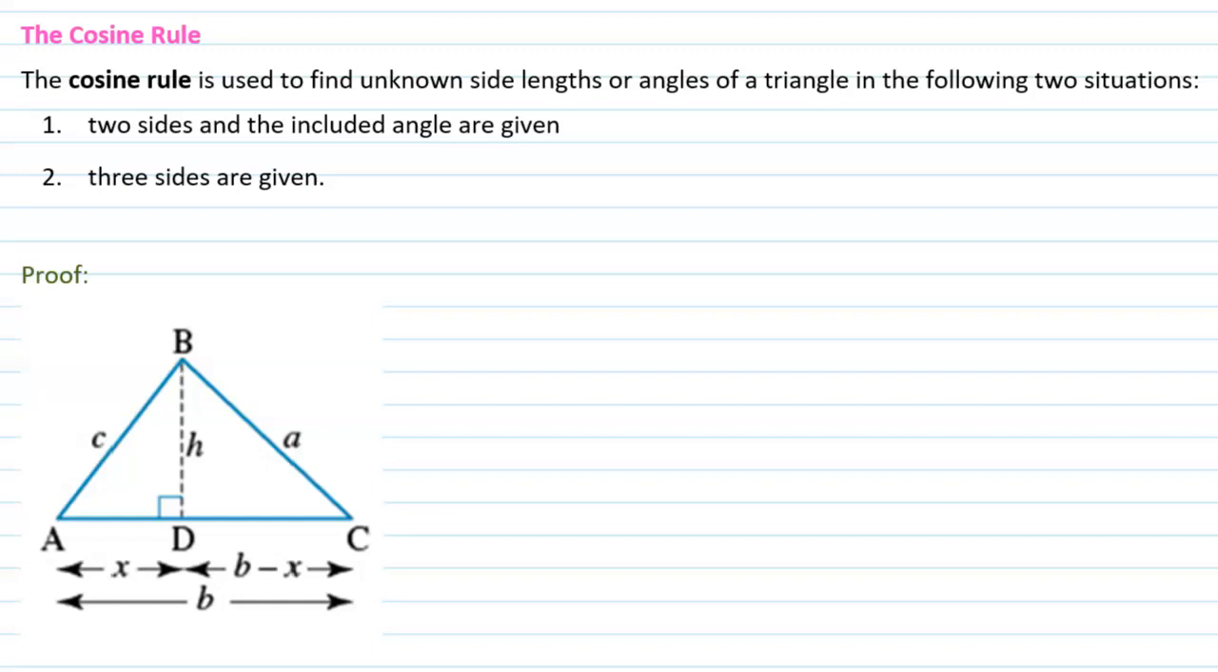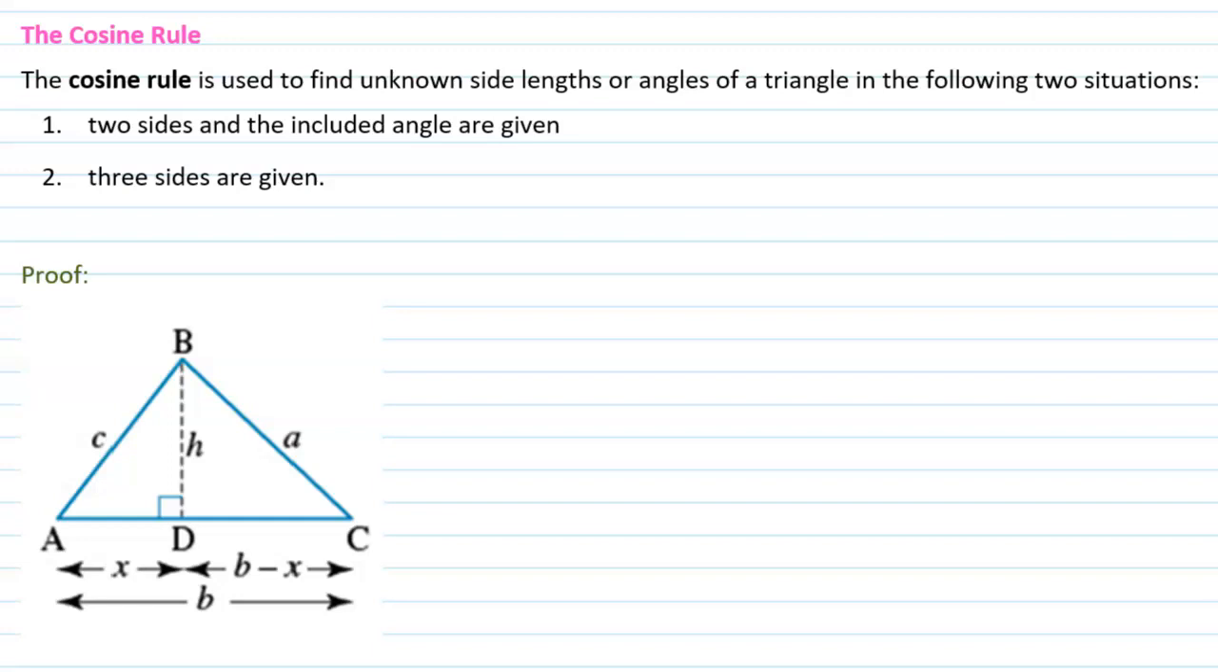Let's add another skill to our repertoire. We're going to be looking at the cosine rule. It's used to find unknown side lengths or angles in a triangle, and it's under the following circumstance. Either when we have two sides and an included angle, or if we have three sides and we're trying to find an angle. So this is distinct from the sine rule, when you needed those matching side-angle pairs.